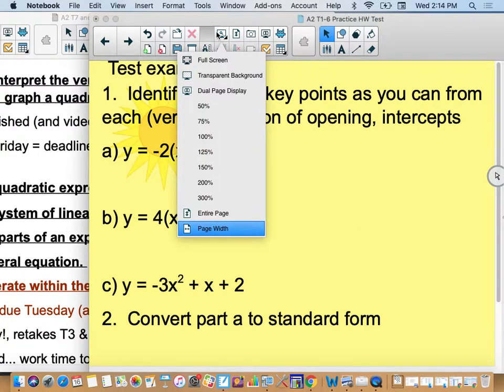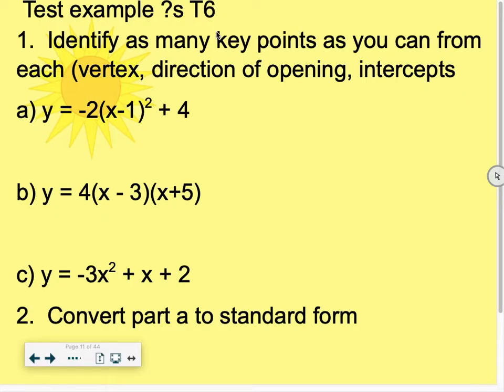These are the test example questions for target 6, which is on graphing quadratic equations. And you should be able to do that regardless of which form it is. So the key points that you can pick from this one, which is vertex form, are the vertex, which is the HK. And it's real handy that this is already a minus, so the H is positive 1, the K is positive 4.